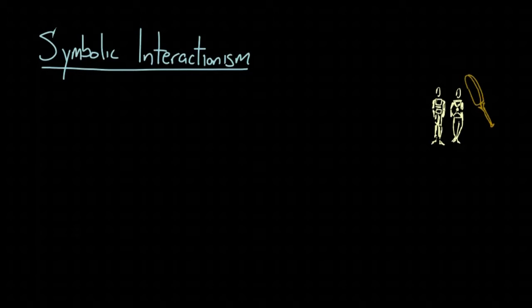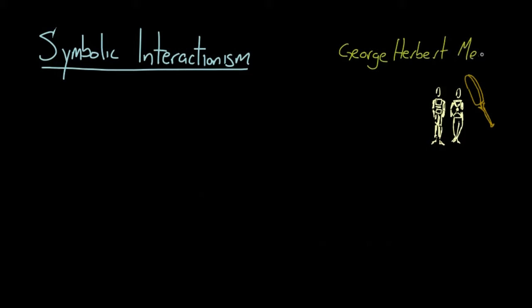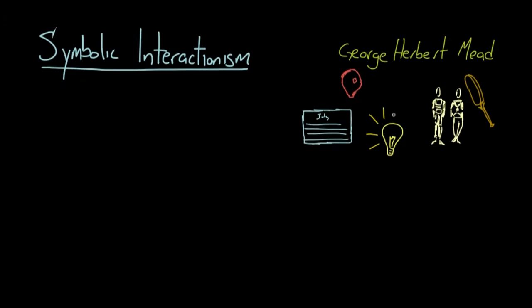The theory was compiled from the teachings of George Herbert Mead in the early 20th century. He believed that the development of the individual was a social process, as were the meanings individuals assigned to things. People change based on their interactions with objects, events, ideas, and other people, and they assign meaning to things in order to decide how to act.